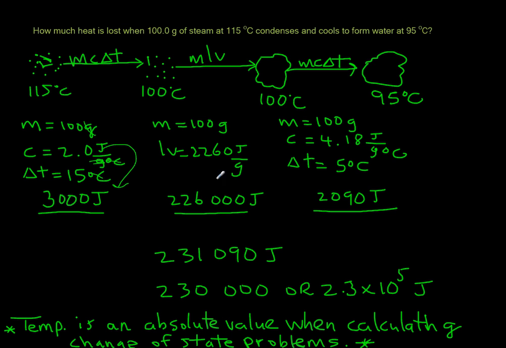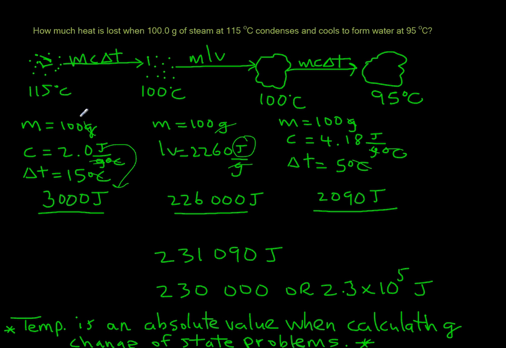Here we have 100, it's the easy one. 100 times 2,260, our grams cancel, and of course we're left again with joules. 226,000 joules of heat energy is required for steam at 100 to change to water at 100 if you have 100 grams of it. And lastly, we have 100 times 4.18 times 5, and again, the grams cancel there, and our degrees Celsius cancel, and we end up with 2090.